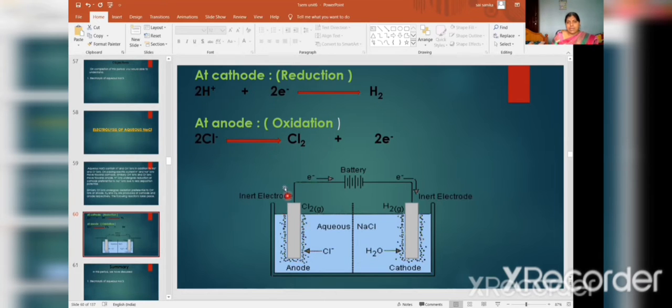Whatever electrons are liberated here will flow and come to the cathode. There they undergo reduction. Same explanation, but here the products formed are different. At the anode, it is the same, chlorine gas, whereas at the cathode, metal is not deposited, hydrogen gas is liberated. So this is about electrolysis of aqueous NaCl.